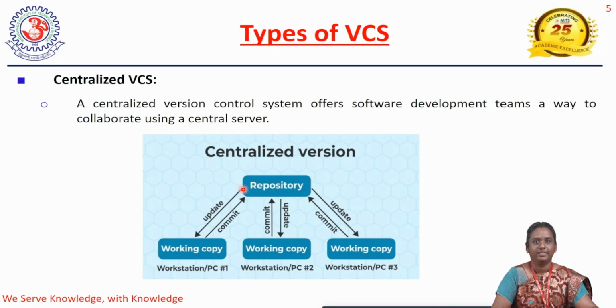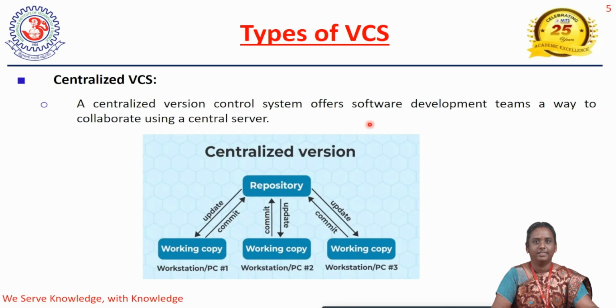You can see here in this repository the code will be available. From there only the developer has to take it, and he has to work on whatever he wants, either he wants to update or commit. What those terms are, what is update, what is commit, we will see in the upcoming slides. Just know what is the basic working of this centralized version control system.